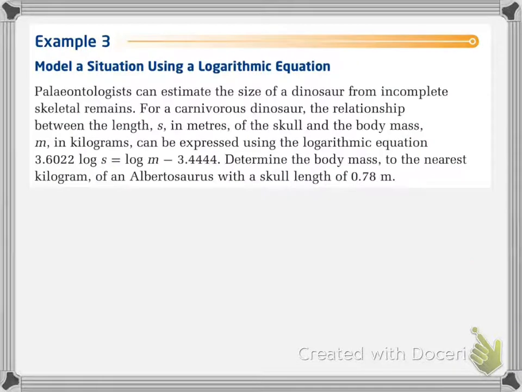We're doing examples 3 and 4 from the book in class, but I'm only going to do example 3 here. You can read example 4 on your own. Paleontologists can estimate the size of a dinosaur from incomplete skeletal remains. For a carnivorous dinosaur, the relationship between the length s in meters of the skull and the body mass m in kilograms can be expressed using the log equation 3.6022 log s equals log m minus 3.4444. Determine the body mass to the nearest kilogram of an Albertosaurus with a skull length of 0.78 meters.